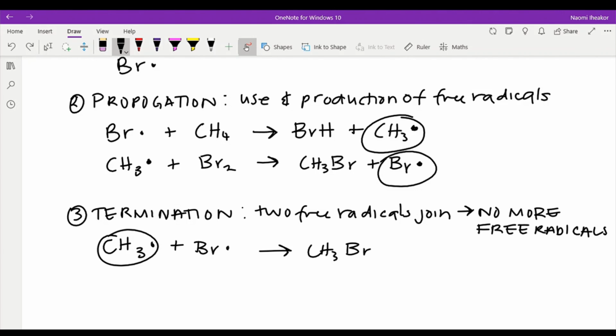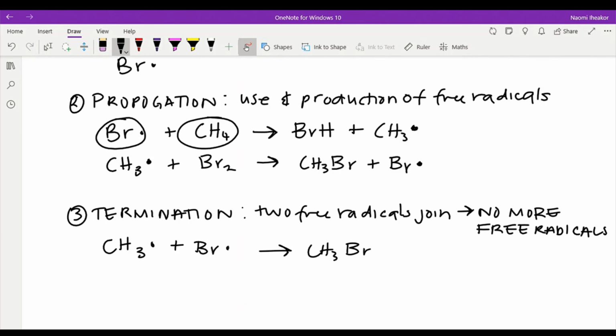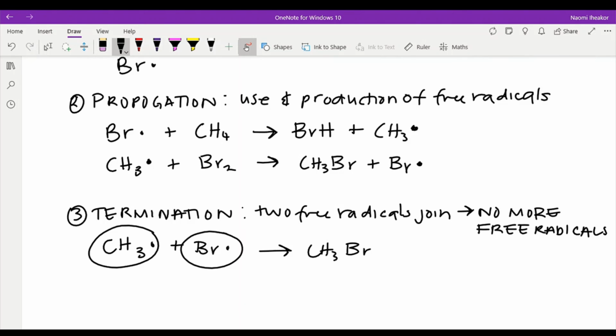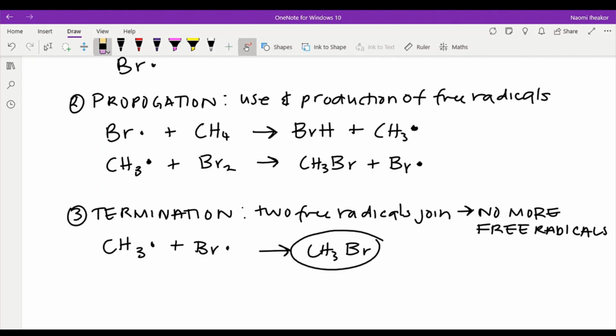Whereas if we compare that to our propagation phase, we were reacting free radicals with non-radicals, and so we still ended up forming a free radical in the end. So the key thing to remember is if you react a free radical with a non-free radical, so they are not the same, you're still going to end up with a free radical. Whereas if you react a free radical with another free radical, you will end up terminating the free radical. This is the only case in which two wrongs make a right.